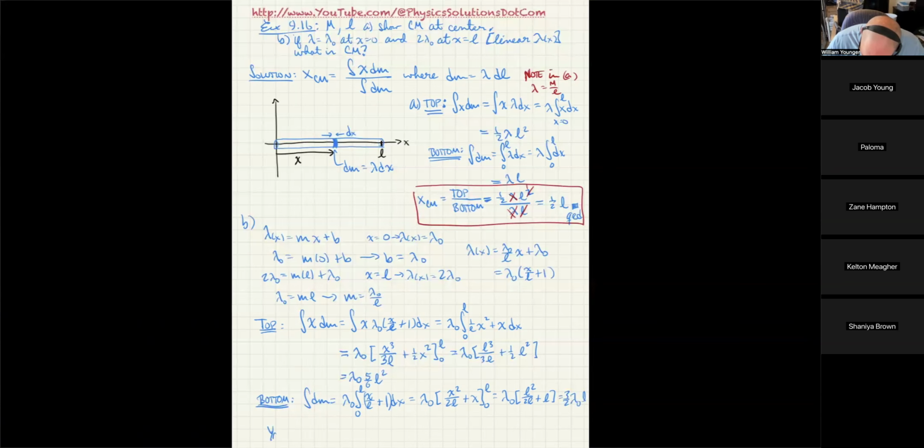So finally, YCM is equal to top over bottom, which gives me lambda 0 times 5/6 L squared divided by 3 halves lambda 0 times L. You can see that the exponent on the L cancels out, leaving an exponent of 1. You can see that the lambda zeros cancel out, and we end up getting 2/3 times 5/6 times L.